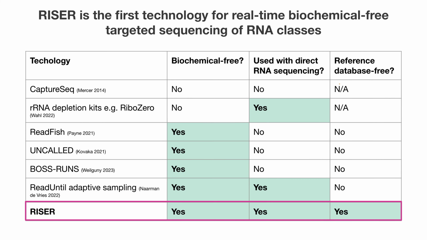So to summarise, RISER is the first biochemical-free technology for real-time enrichment or depletion of classes of RNA during direct RNA sequencing. It alleviates the limitations of biochemical enrichment and also does not require any form of target reference to provide a level of sequencing control that's currently not possible with any biochemical or computational method. It's available now for RNA researchers to use to enrich or deplete mRNA, and more models are on their way.